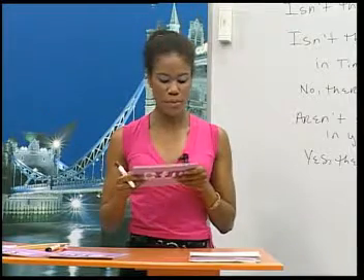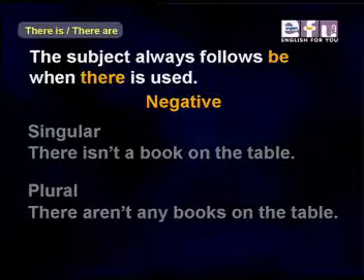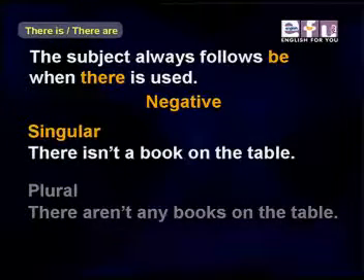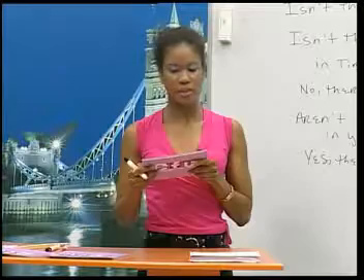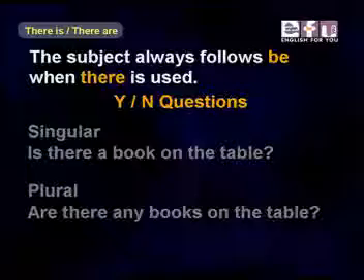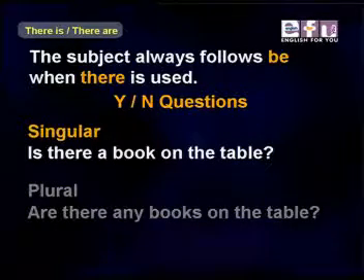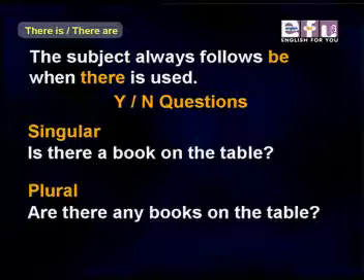Here's an example of negative. Negative singular. There isn't a book on the table. Negative plural. There aren't any books on the table. Yes, no questions. Singular. Is there a book on the table? Yes, no question, plural. Are there any books on the table?